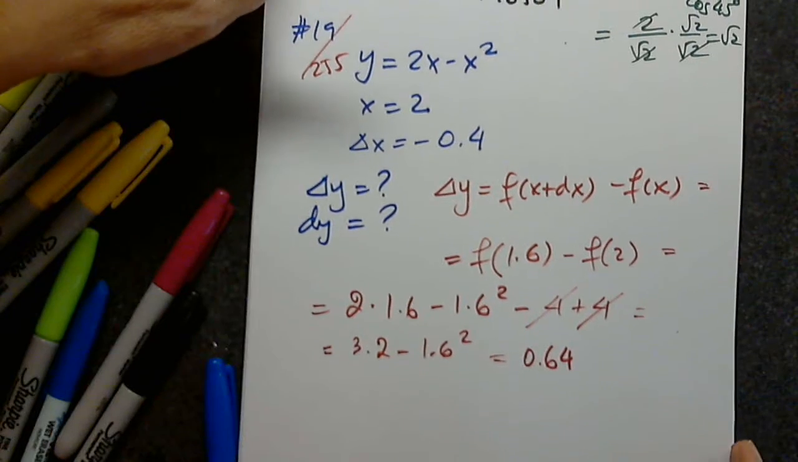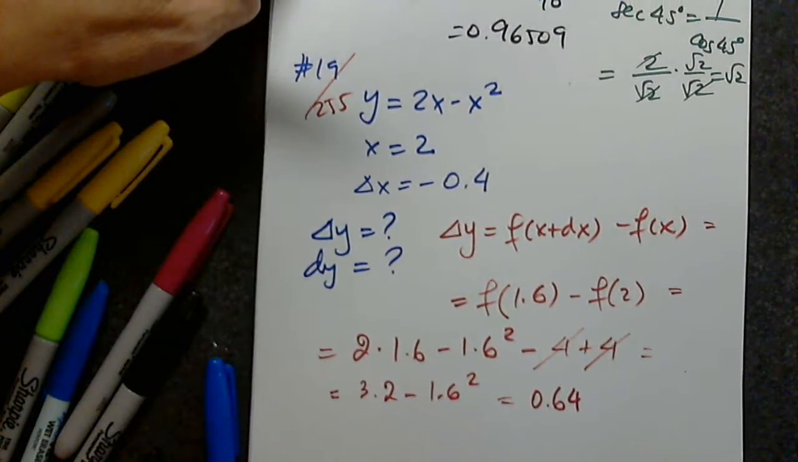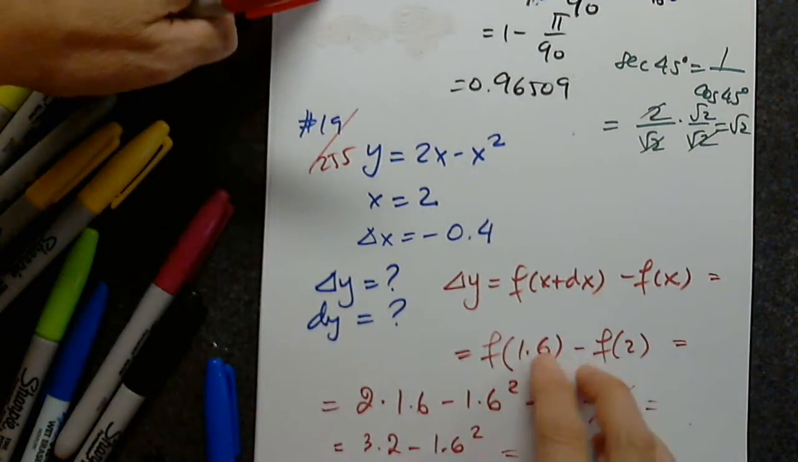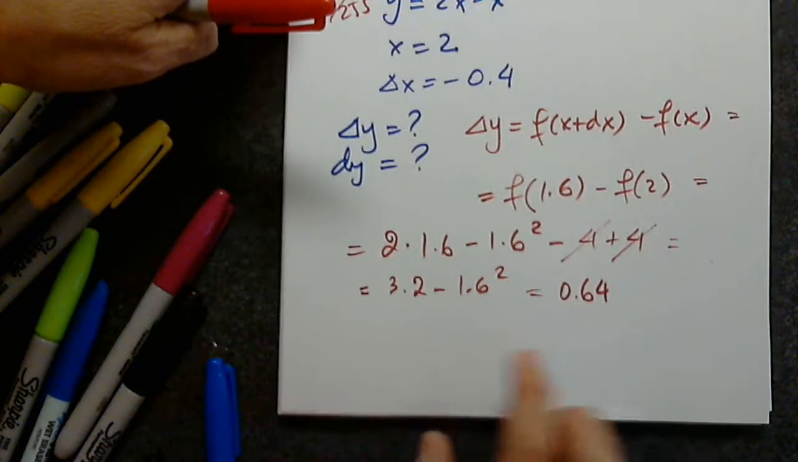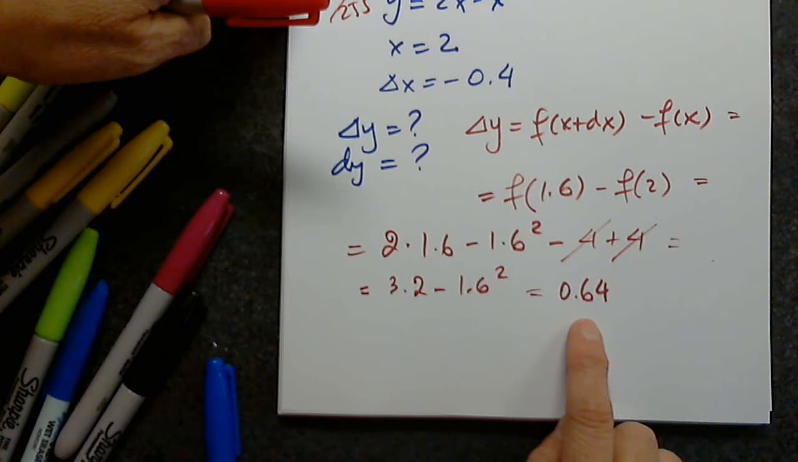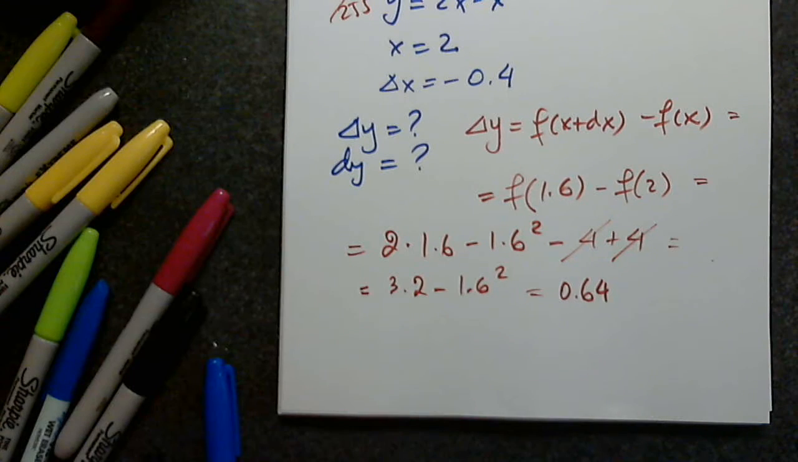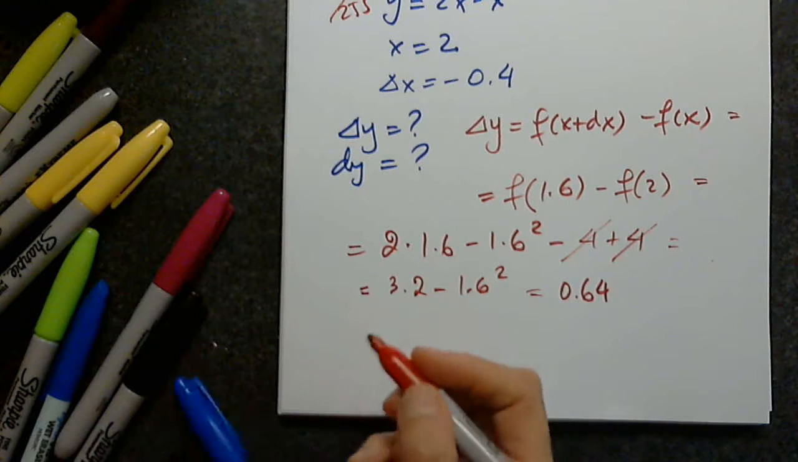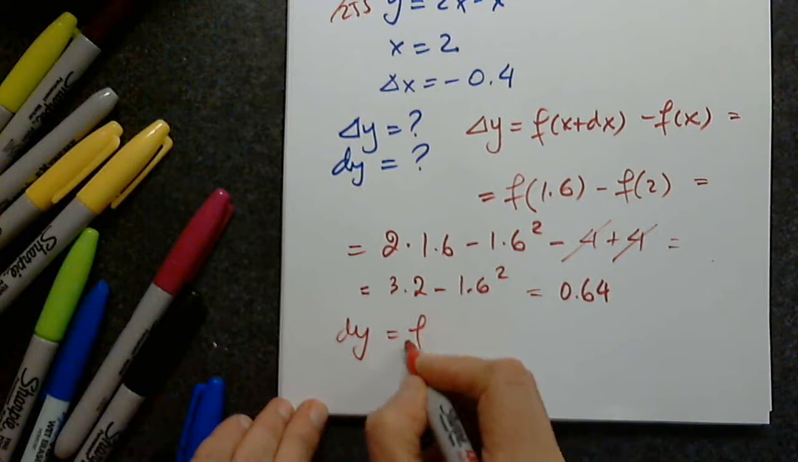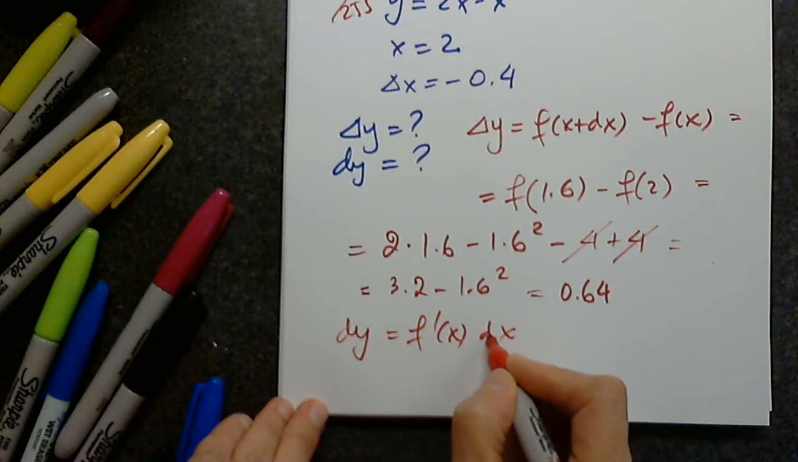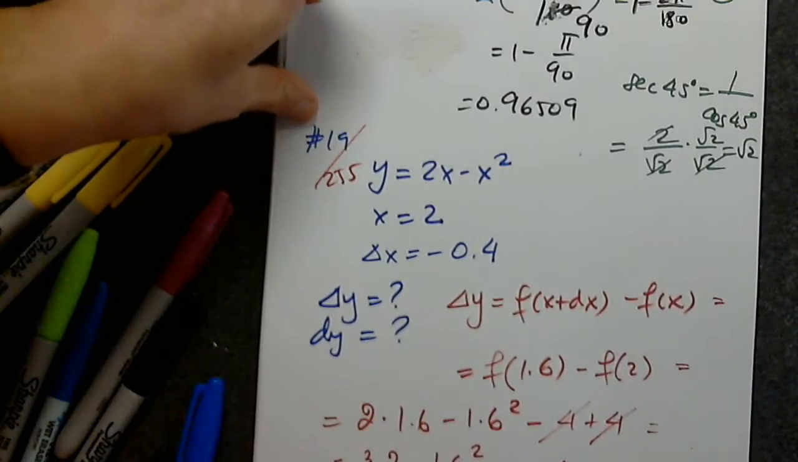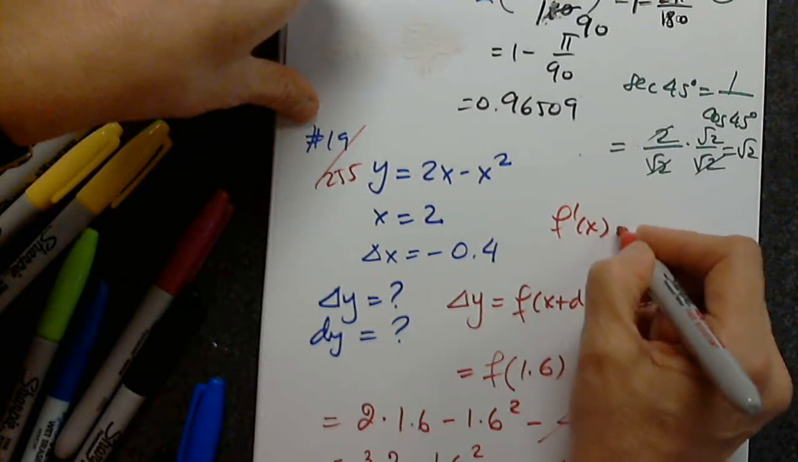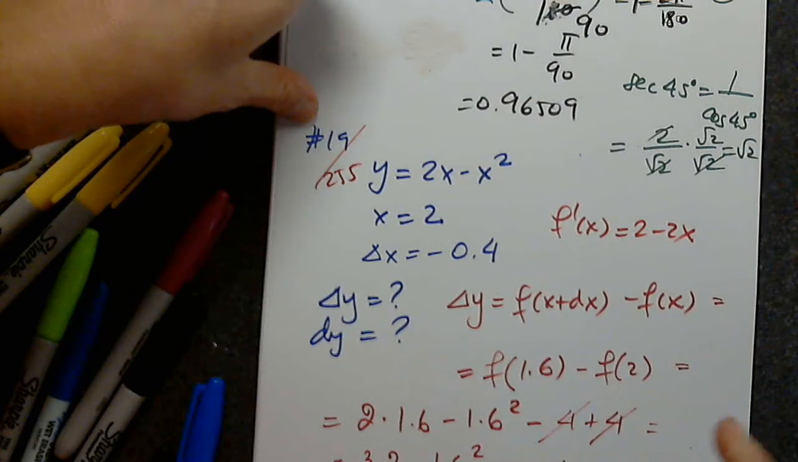Please ask if you have anything. I just plugged in 1.6 in the function, and I plugged in 2. And at the end of the day, I got this. Is that okay? But now we want to find dy, which by definition is f prime of x dx. So I have to find f prime, which is very good.